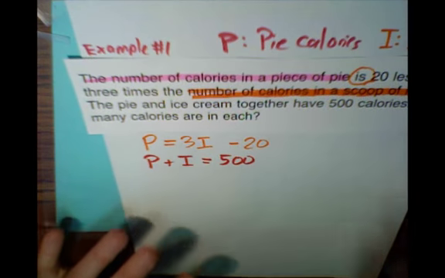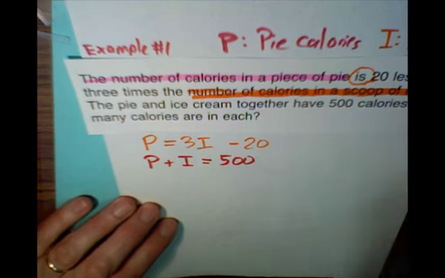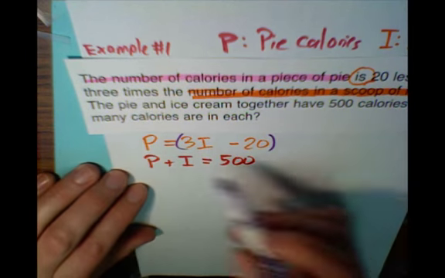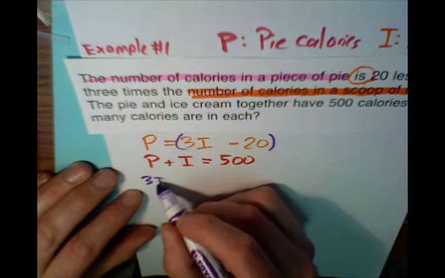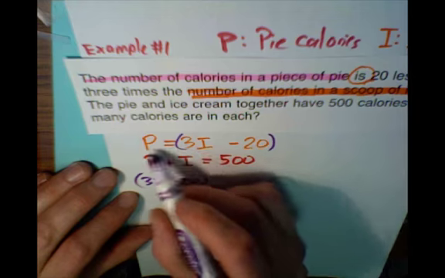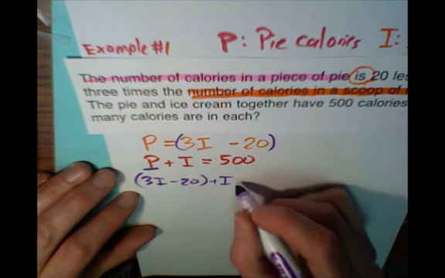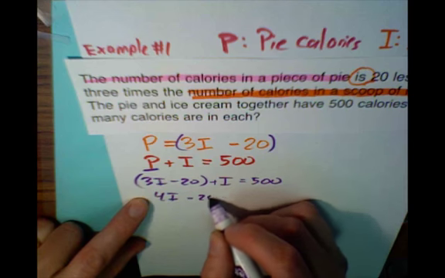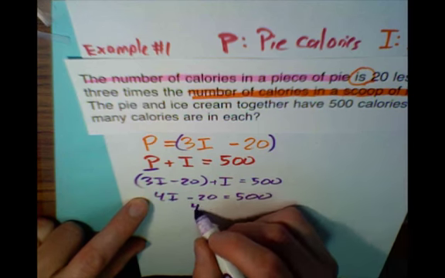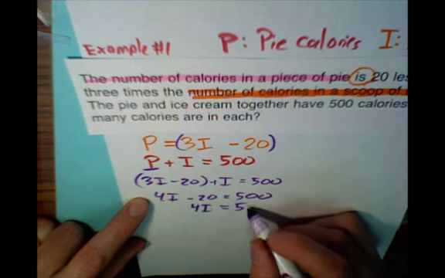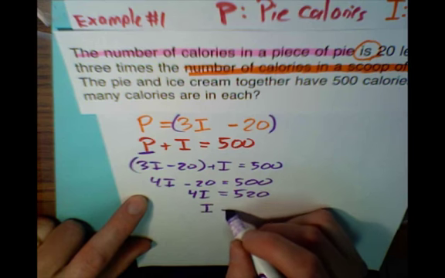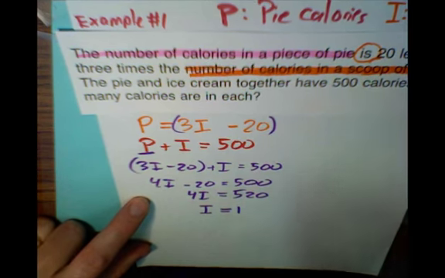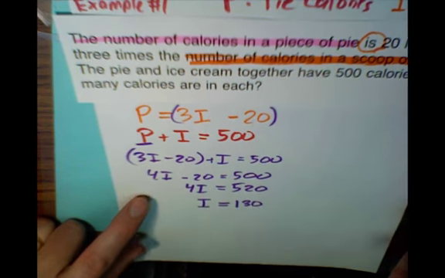And now the next thing is to solve this system. We're going to solve this fairly quickly so as not to waste too much time. You should already know how to do this. I'm going to use substitution. So I'm going to substitute in 3I minus 20 for P, and then I combine like terms. 4I minus 20 equals 500. 4I equals 520. 4I equals 520, 4 divided into 520. I equals 130.